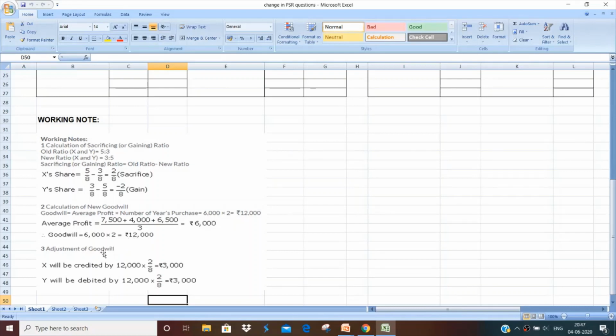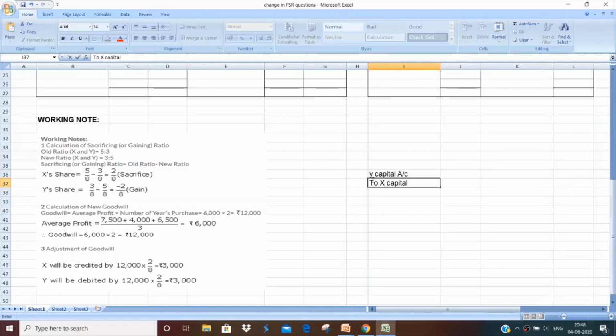The next working note would be the adjustment of goodwill. We have calculated the sacrificing or gaining ratio. We have found out the value of goodwill. Now we need to know that X, being the sacrificing partner, should be credited with what amount, and Y, being the gaining partner, should be debited with what amount. So 12,000 is the amount of goodwill into the proportion of gain and sacrifice, 2 by 8 and 3 by 8. Since Y is the gaining partner, Y's capital account should be debited and X's capital account should be credited.